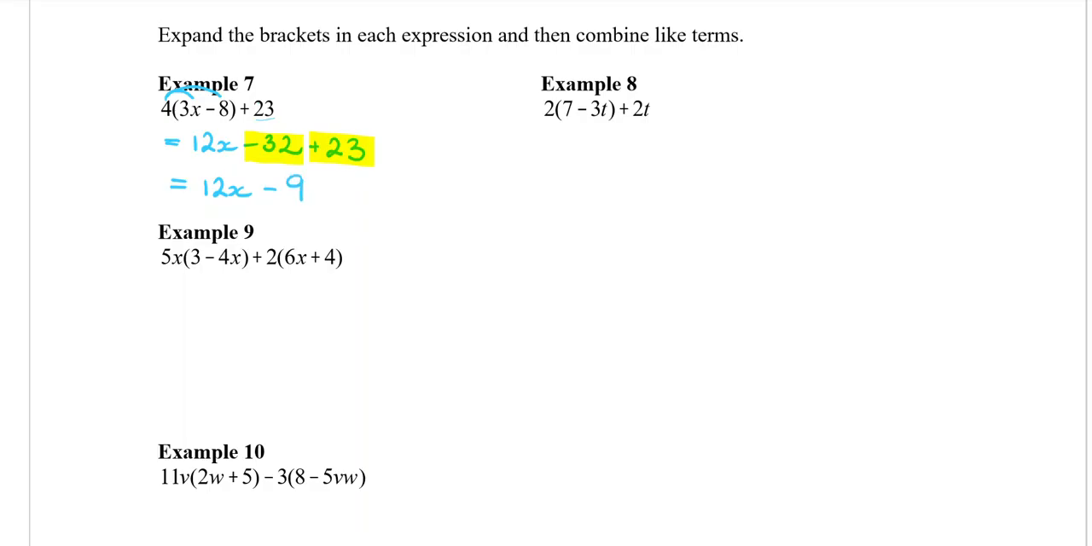Let's try that again with question 8. Expanding out. 2 times 7 is 14, then minus 2 times 3t is 6t. Then the plus 2t is just sitting at the end. This time the t terms are the like terms. So 14 is going to stay out the front. Minus 6 plus 2 is negative 4t.